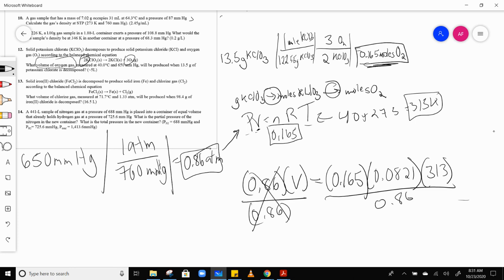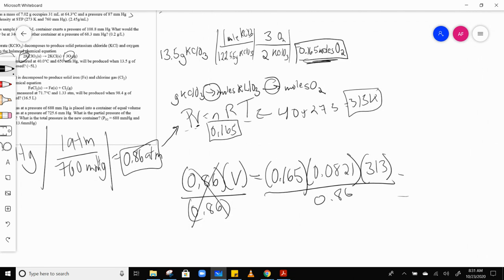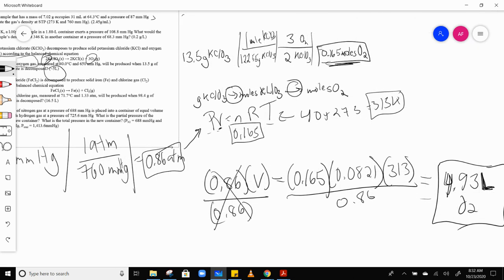Okay, and when we do the work here, we do 0.165 times 0.0821 times 313 divided by 0.86, we get 4.93 liters. So our answer is 4.93 liters of O2. And I know I wrote 5, but close enough. The answer was 5 here.